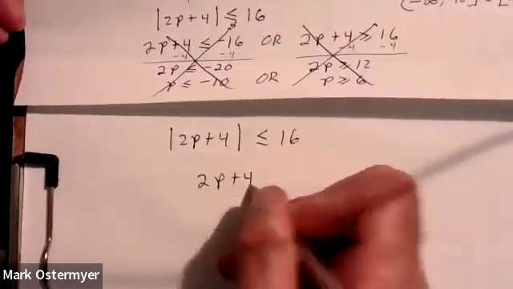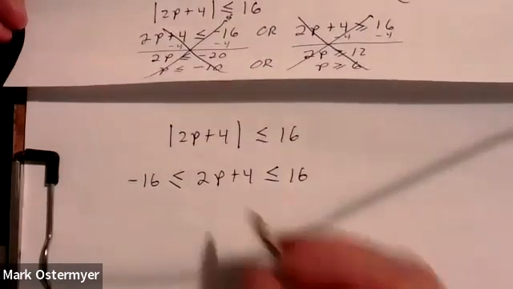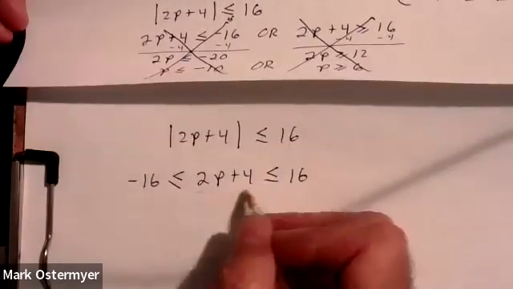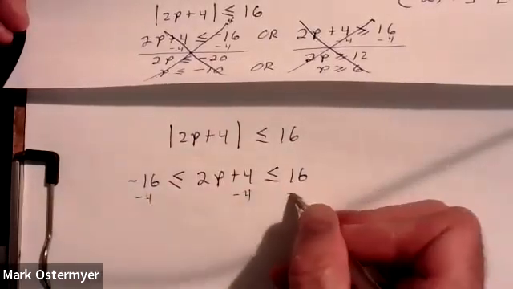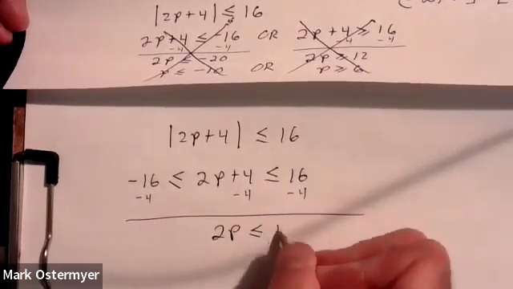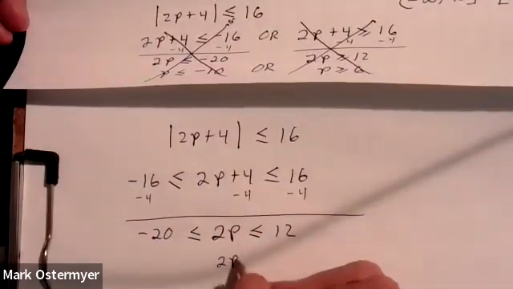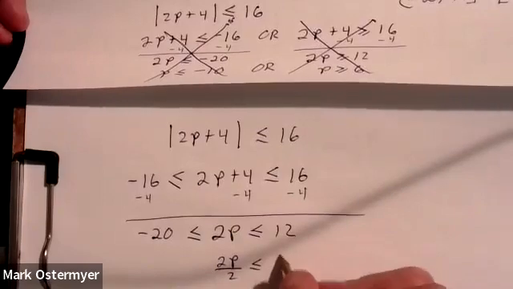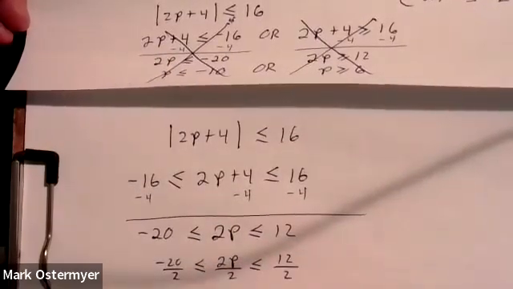2p plus 4 must be less than or equal to 16, and at the same time greater than or equal to -16. It has to take on that look. Solving this compound implied and inequality, we subtract 4 from all sides, try to get p all by its lonesome in between the inequalities. We now have 2p is less than or equal to 12 and greater than or equal to -20. Divide all sides by 2. We do not flip the inequality around. We get p is less than or equal to 6 and at the same time greater than or equal to -10.